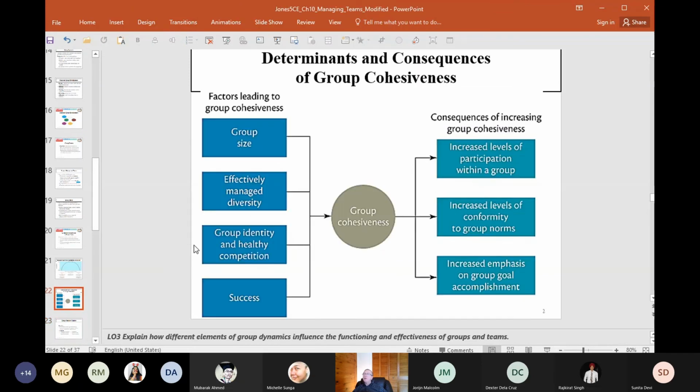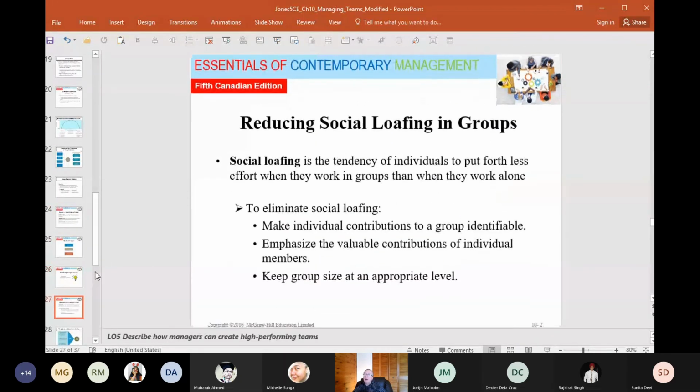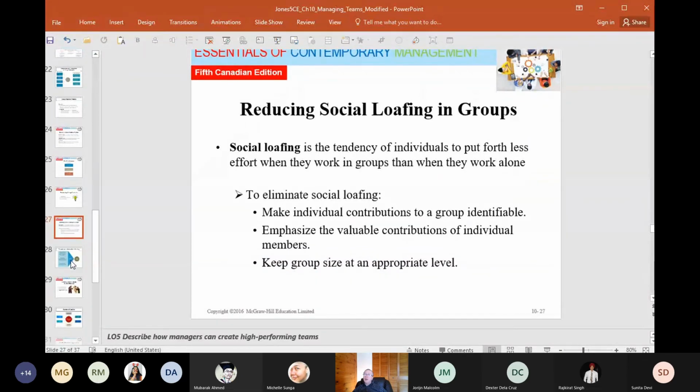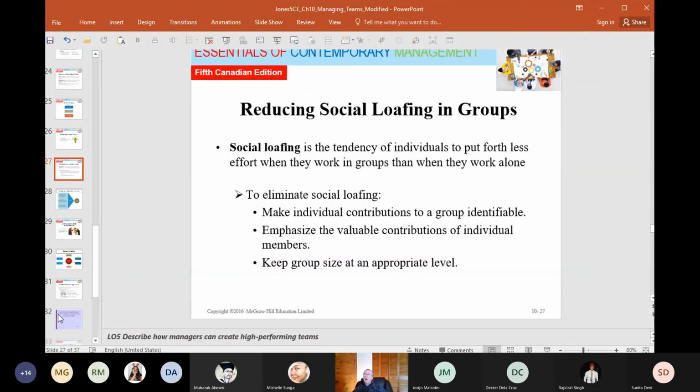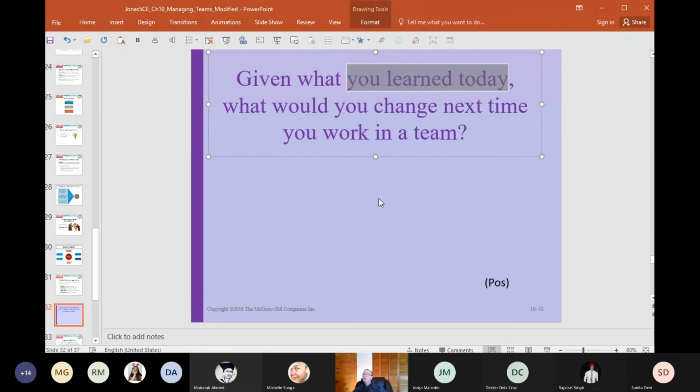Okay, so I think we'll conclude with this and I would like to invite you to tell me what you think about what we have seen today. I think we should take a few minutes to ask you what you have learned from this lesson today as a summary, if you want, of the lesson, and what would you change next time you work in a team. That will be our conclusion.